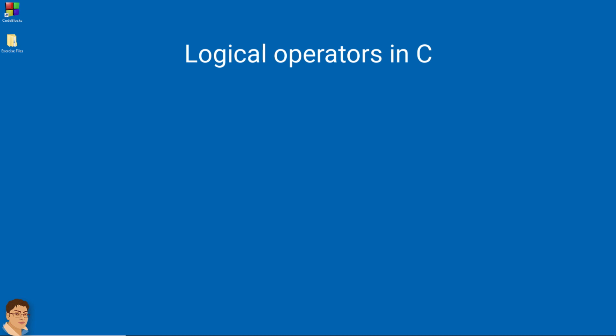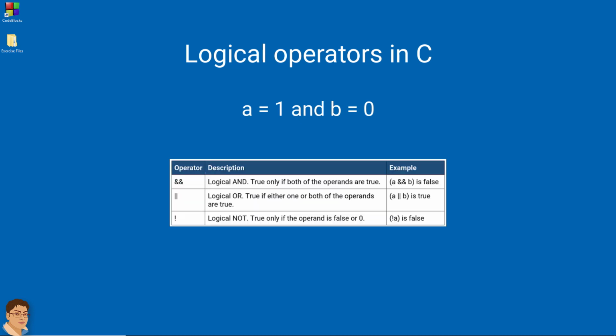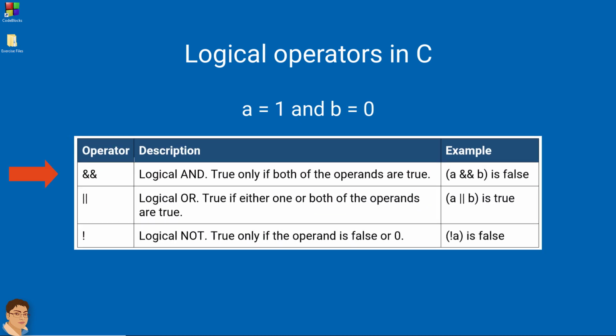C language supports 3 logical operators: AND, OR and NOT. Suppose A equals 1 and B equals 0. First, logical AND. True only if all operands are true. Since A is 1 or true but B is 0 or false, the logical expression A and B returns false.